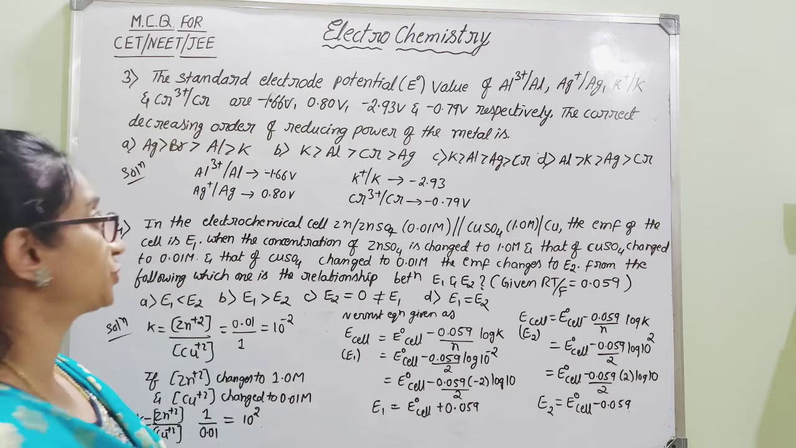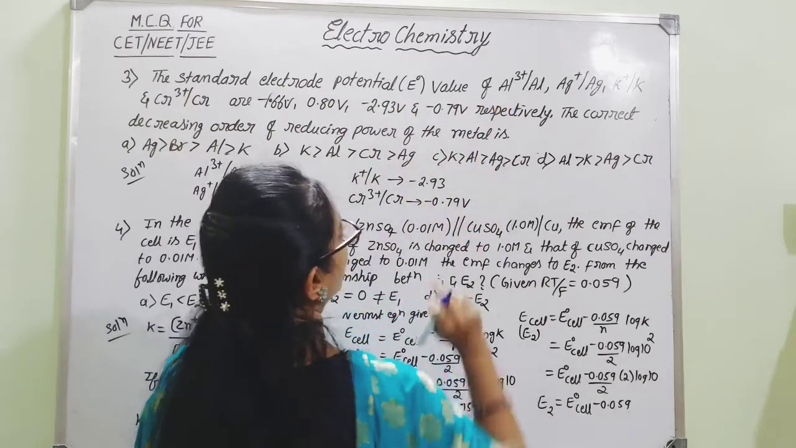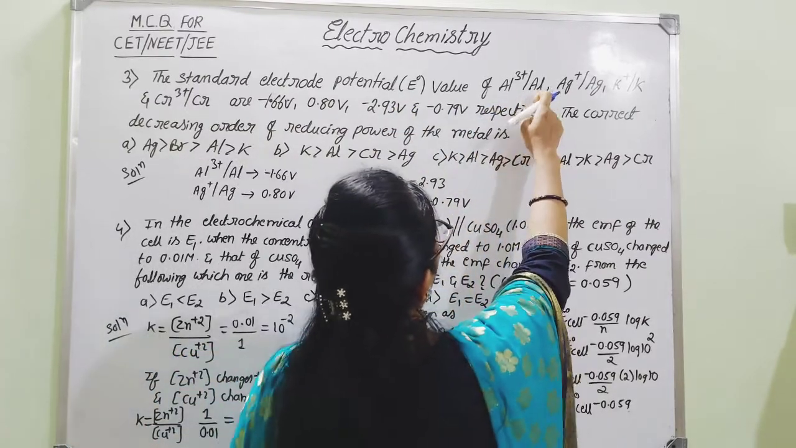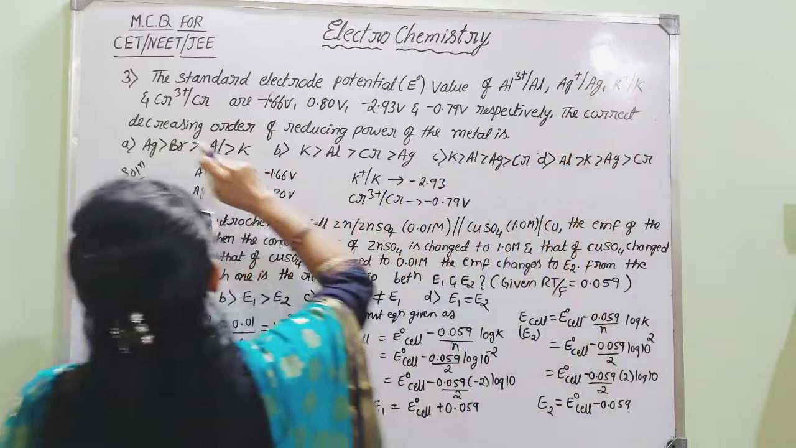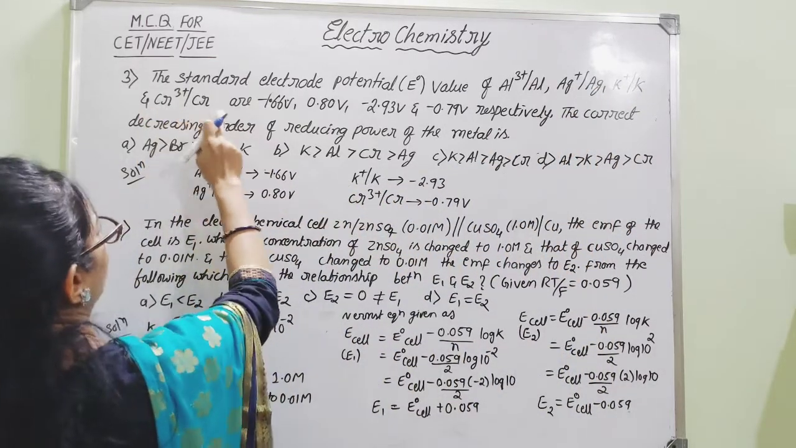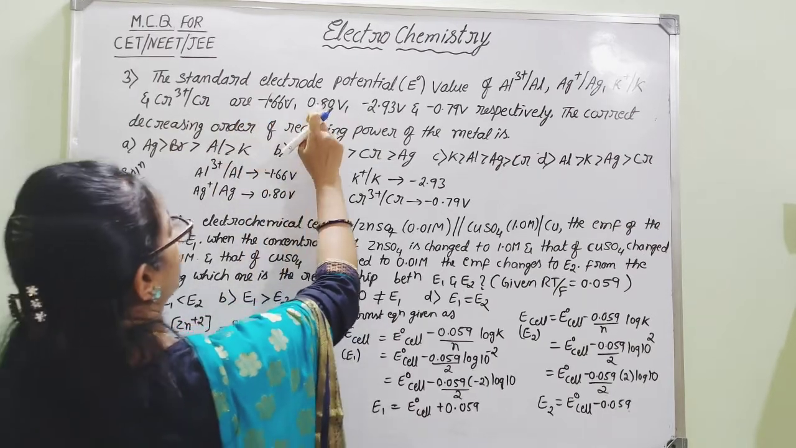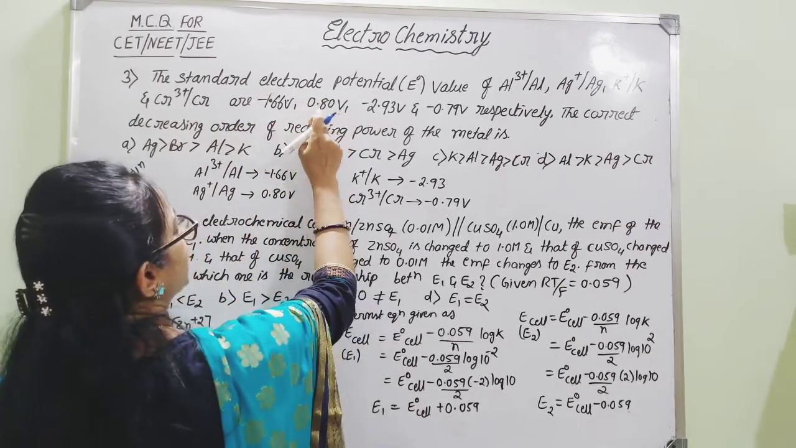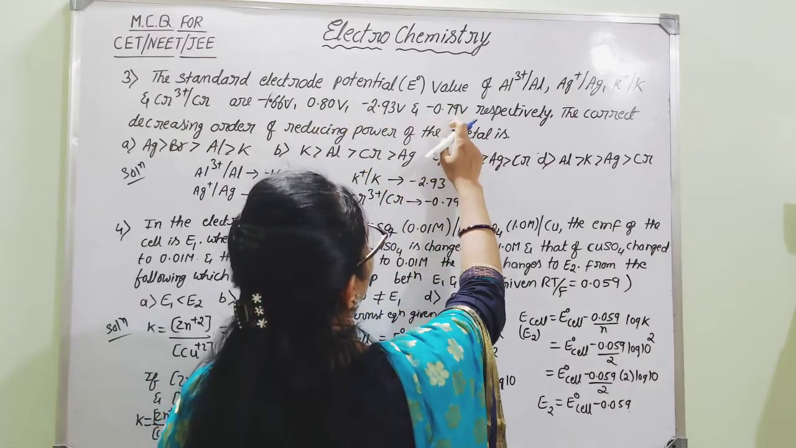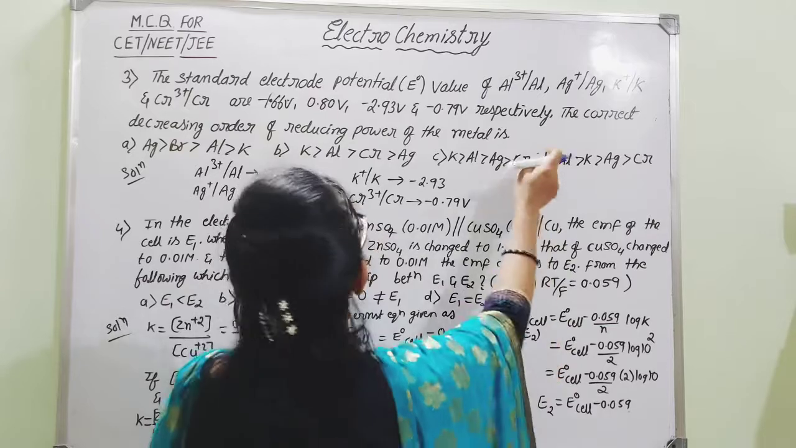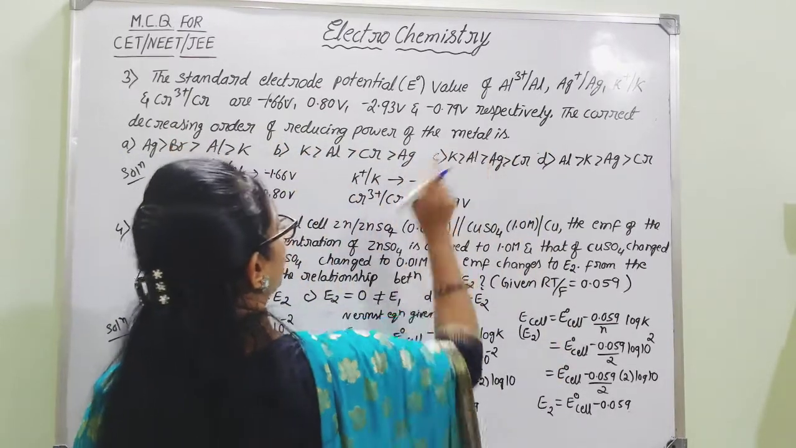The next, third question: the standard electrode potential values of Al3+ with Al, Ag+ with Ag, K+ with K, and Cr3+ with Cr are minus 1.66 volt, plus 0.80 volt, minus 2.93 volts, and minus 0.79 volts respectively. The correct decreasing order of the reducing power of the metal ion is.